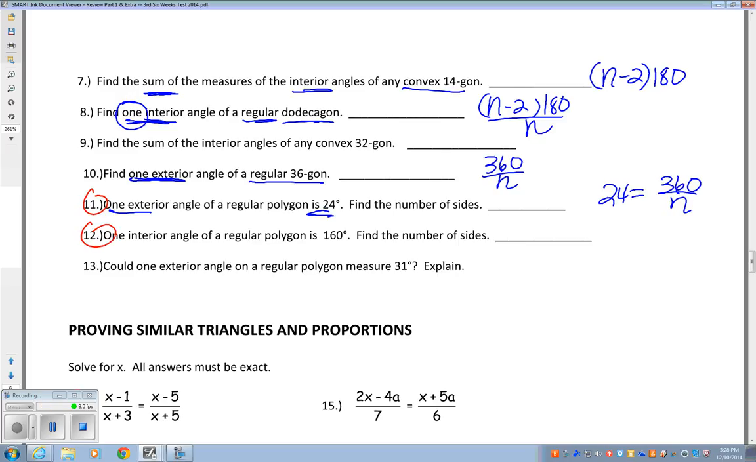So if they give you the angle already, you can change this. Since this is a ratio, 360 over n, you can put 24 over 1 and create a proportion and cross multiply them to solve it. So this would be 24n equals 360, and then divide by 24. And so the number of sides is 15.